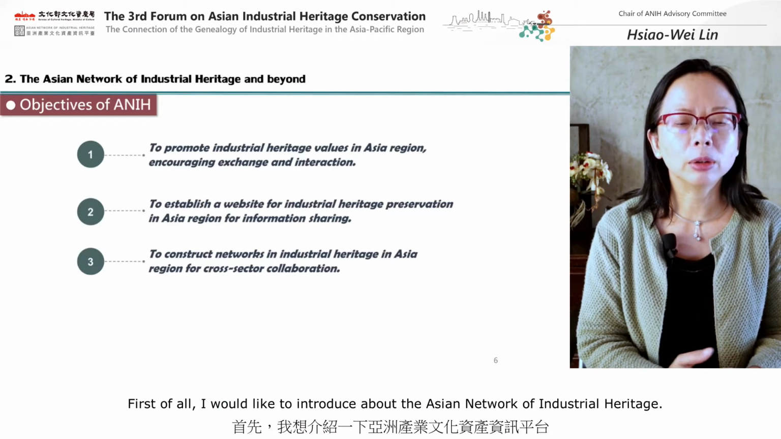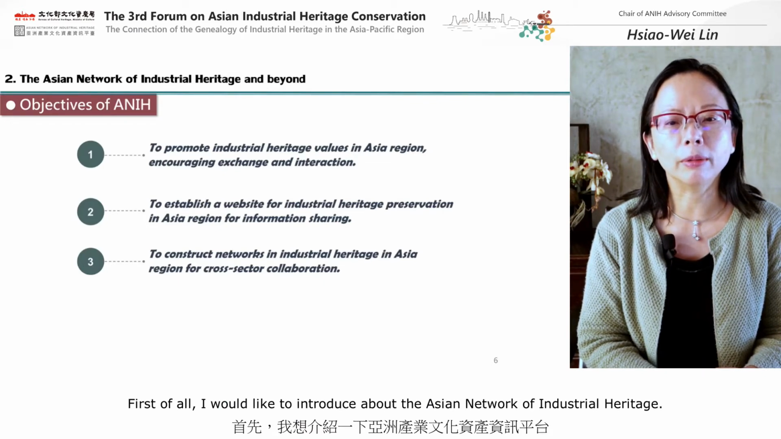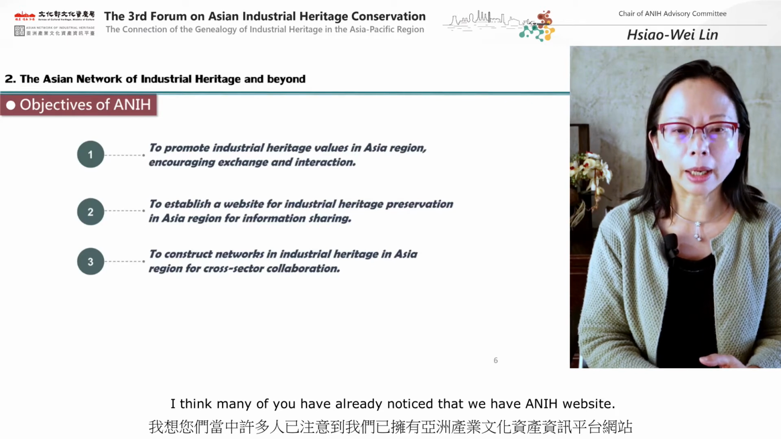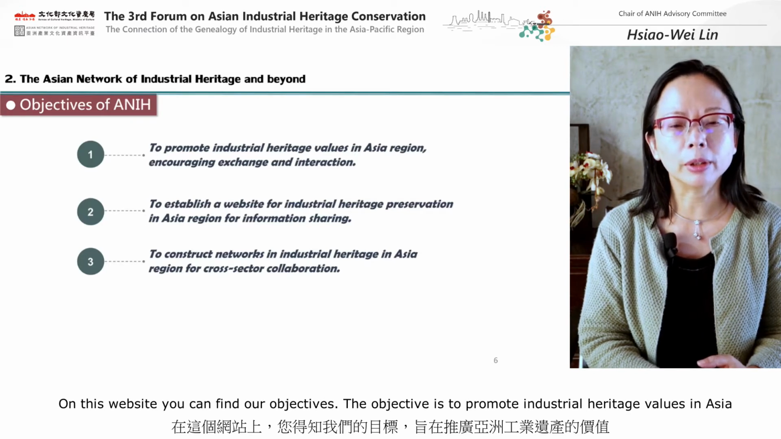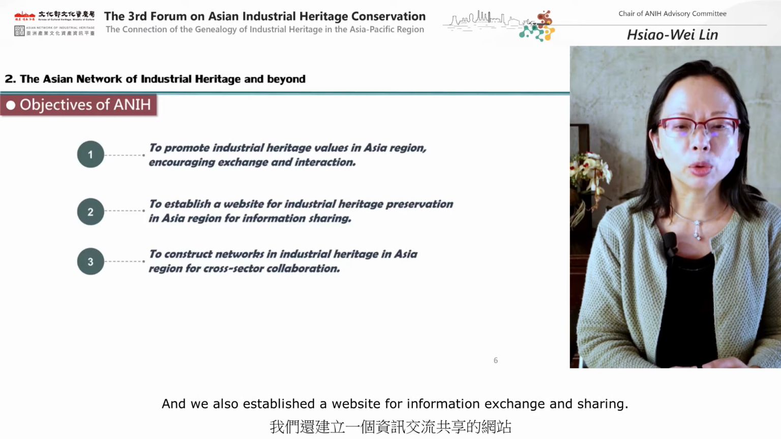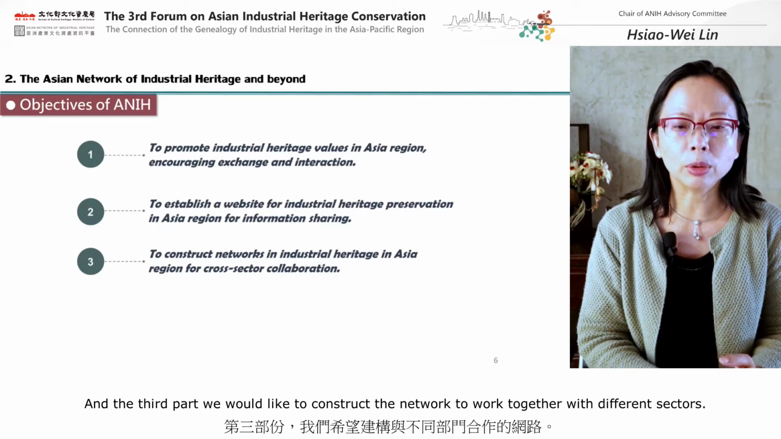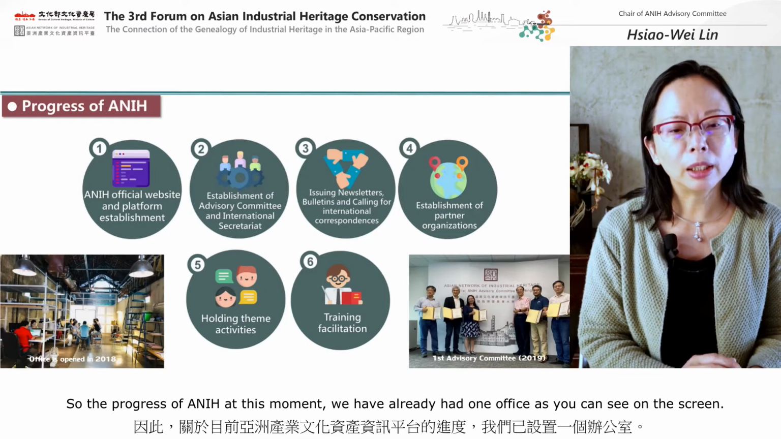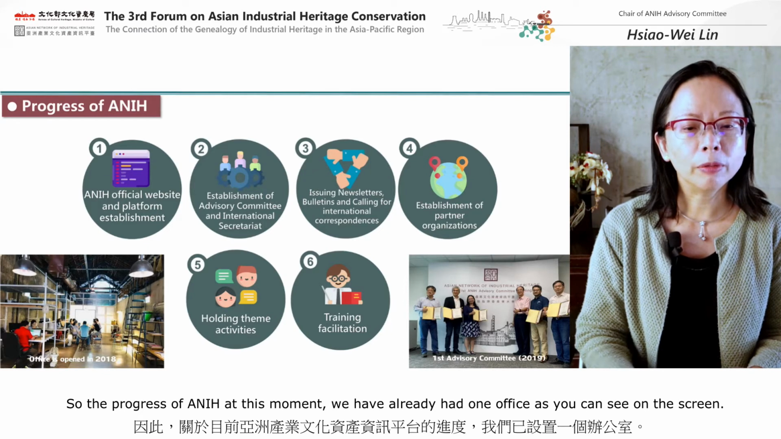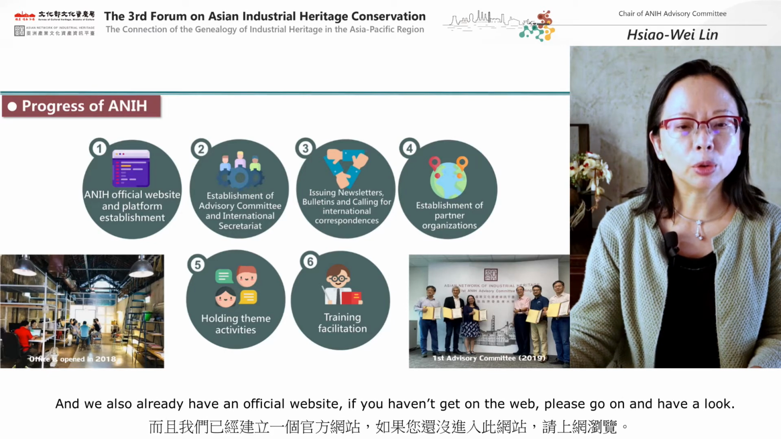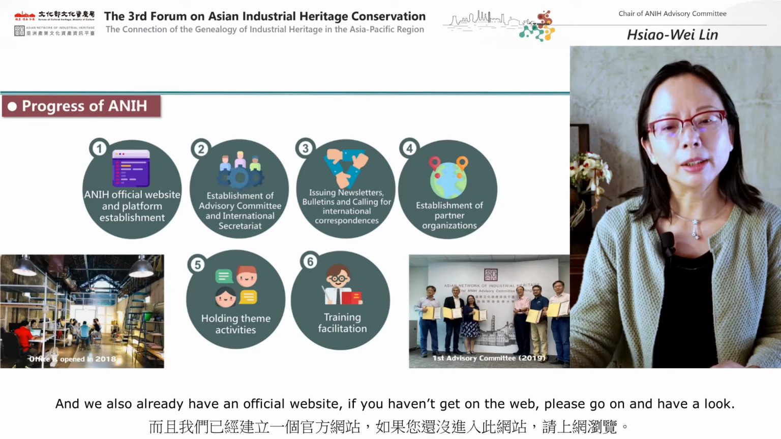First of all, I would like to introduce you to the Asia Network of Industrial Heritage. I think many of you already noticed that we have an ANIH website. On this website, you can find our objectives. The objectives are to promote industrial heritage value in Asia, and we also established a website for information exchange and sharing. And the third part, we would like to construct a network to work together with different sectors. As for the progress of ANIH at this moment, we already have one office, as you can see on the screen, and we also already have the official website. If you haven't visited the website, please go and have a look.